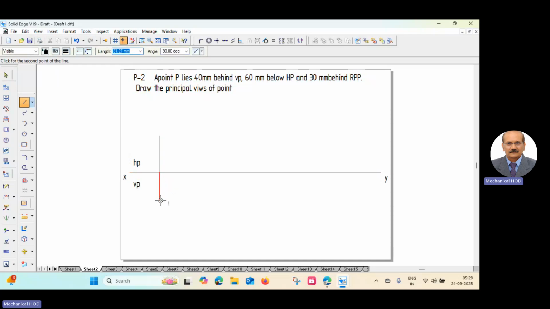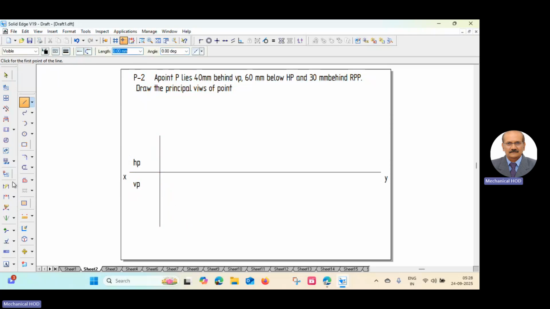Now come down on VP. 60 mm below HP appears on VP. VP is below the XY line, so we have to draw a vertical line below the XY line. Length is 60 mm. Go to the length icon in the ribbon bar. Type 60 and press enter. Angle is minus 90, and in the angle section it automatically appears as minus 90 degrees. Press the enter key on the keyboard.